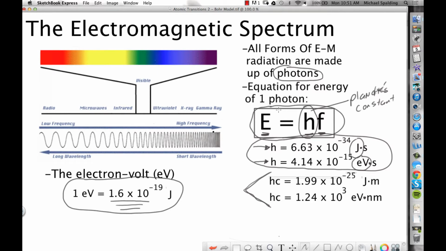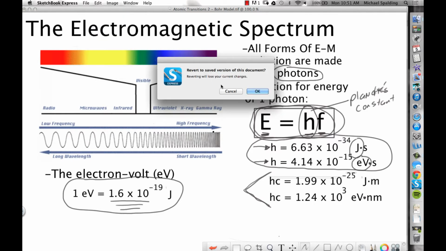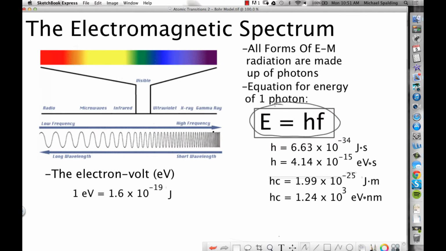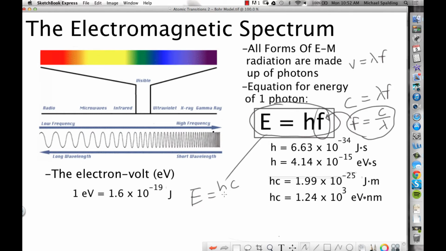The reason why, so if you take this equation for the energy of a photon, now look, the speed of light is wavelength times frequency, correct? That just comes from this equation, right? So c equals wavelength times frequency. Solve this for frequency. Frequency would be c over wavelength, right? So take that, plug it in for the frequency. What do you get? You get E equals hc over lambda. So there's the hc right there. We're going to use it in a few minutes.